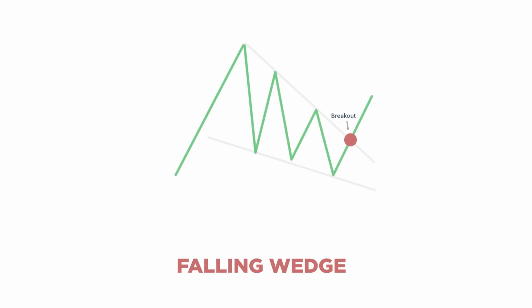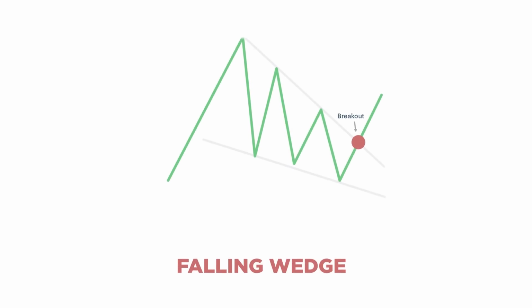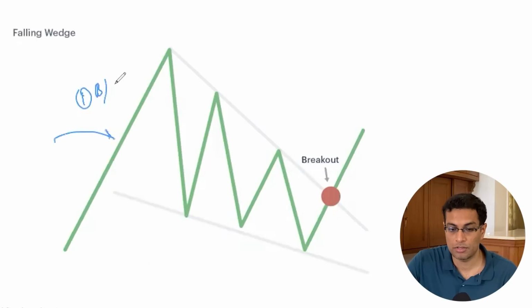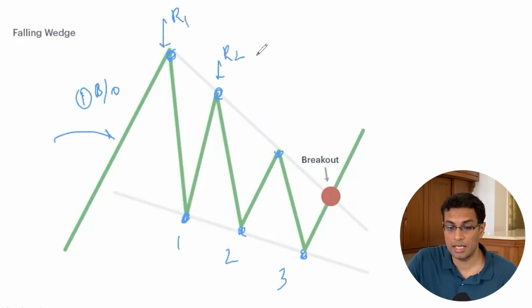So let's talk about the fifth and final pattern for today, which is called the falling wedge pattern. And this is what a falling wedge pattern looks like. Initially there is some kind of a breakout. So breakout means stock price going up. Then the stock falls. It takes support once, twice, thrice. And even on the resistance line, the resistance keeps falling. So this is a very important pattern.